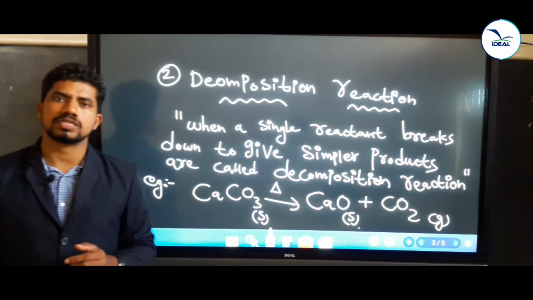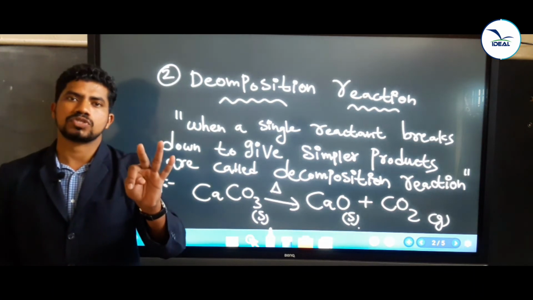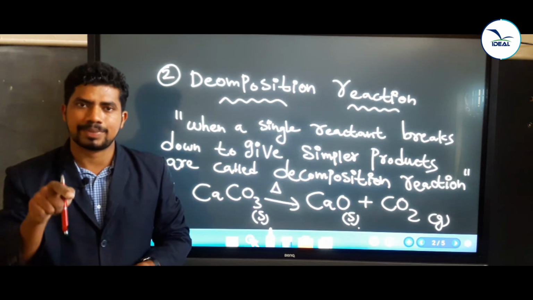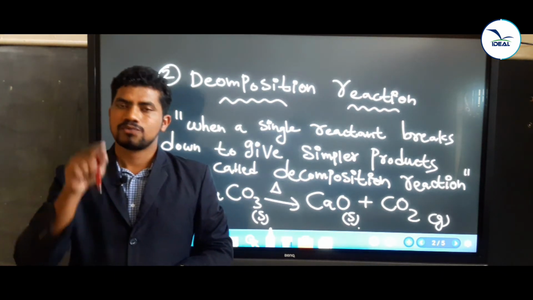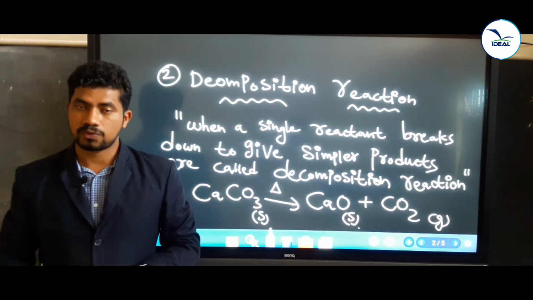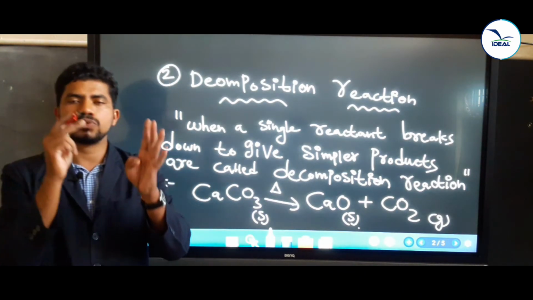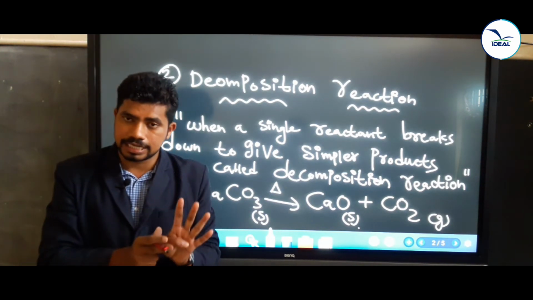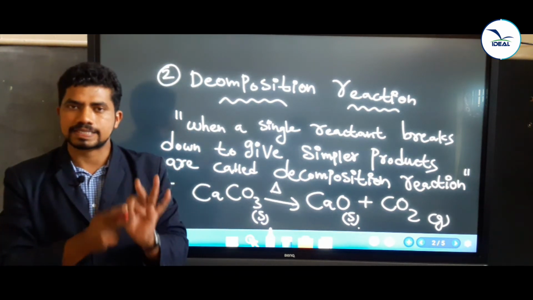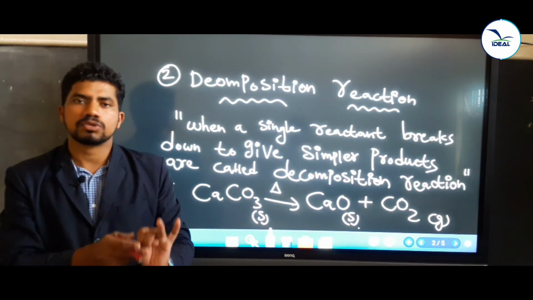Actually, decomposition reactions are classified into 3 types: thermal decomposition, electrochemical decomposition, photochemical decomposition. Electrochemical decomposition reactions happen in the presence of electricity, but photochemical reactions happen in the presence of light. Photo means light. The first one is thermal decomposition, which is carried out by heat. The next one is electrochemical decomposition, which is carried out by electricity. The last one is photochemical decomposition, which is carried out by sunlight or light energy.